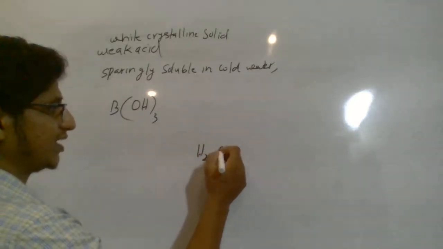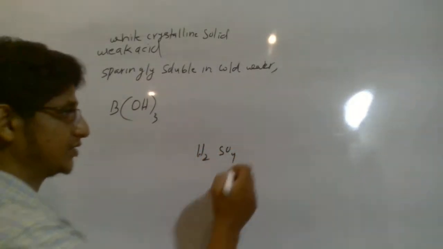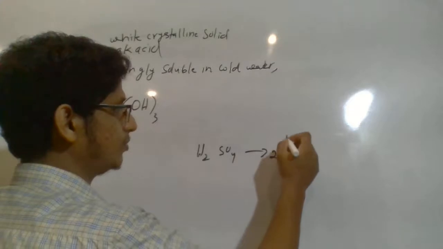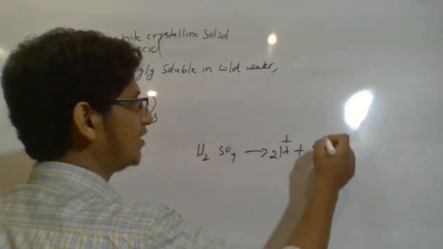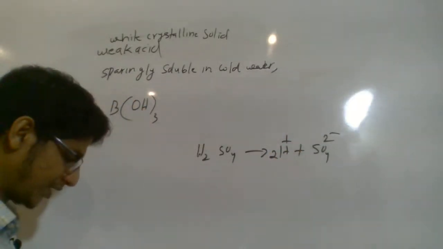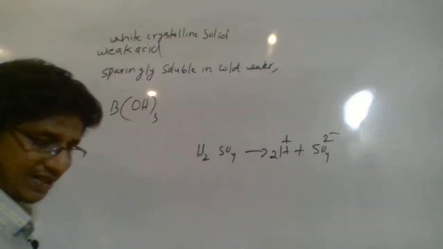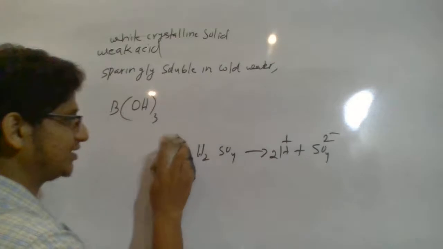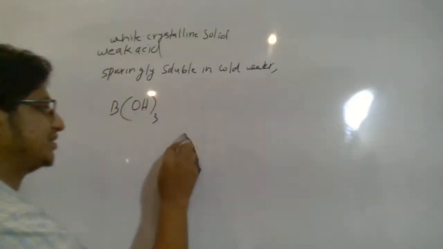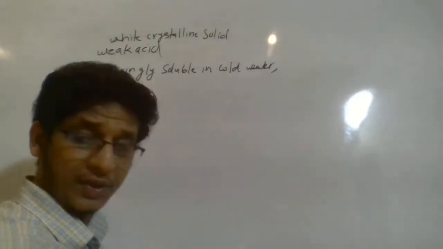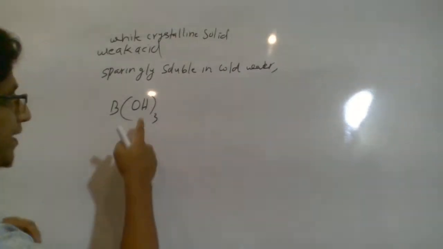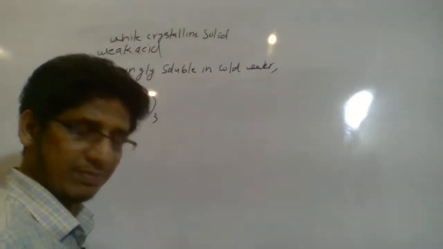Let's talk about protic acid. H2SO4 is a protic acid. When it dissolves in water, it releases 2 moles of H plus ion and sulfate ion. So that means it's a protic acid, it releases H plus ion. But that's not the case with orthoboric acid. It is actually an acid, but no hydronium ion is released directly. We expect 3 moles of H plus ion to be released, but that's not what happens.